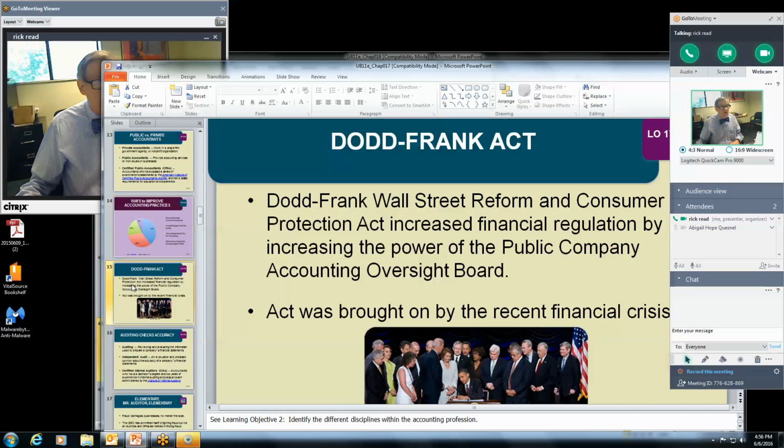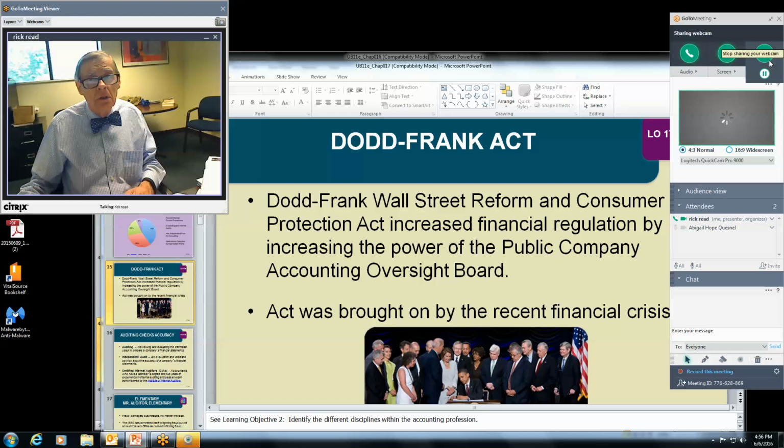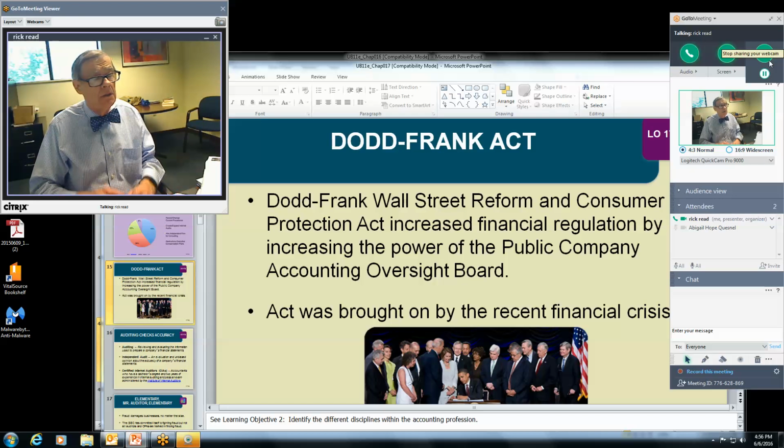We have the Dodd-Frank Act. I'm not going to spend a lot of time on this, but the purpose of the Dodd-Frank Act was to increase financial regulation oversight.